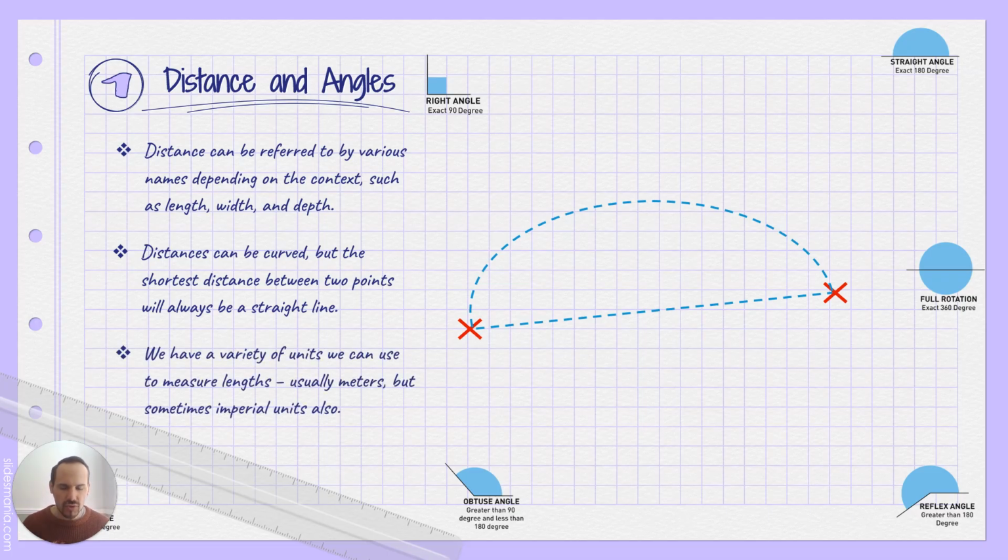And we have various units to measure length. We've looked at units before. We have metric system and imperial units. Metric would be things like meters, kilometers. Imperial would be things like, say, miles or feet and inches. But typically, you're going to be working with meters, centimeters, kilometers, the metric system.